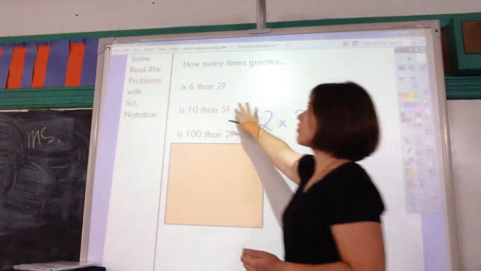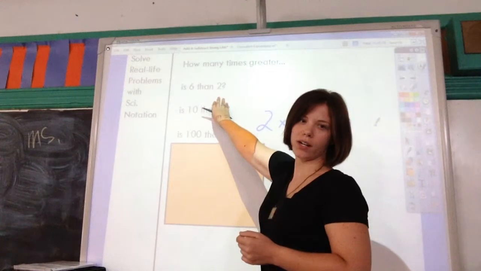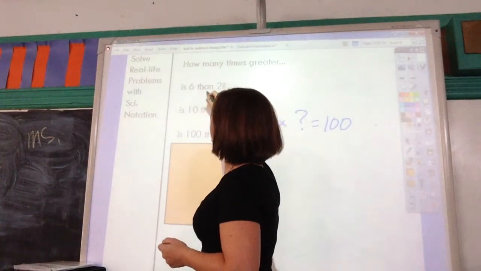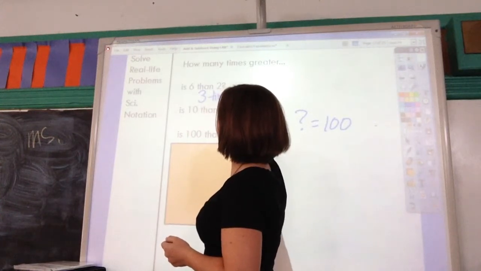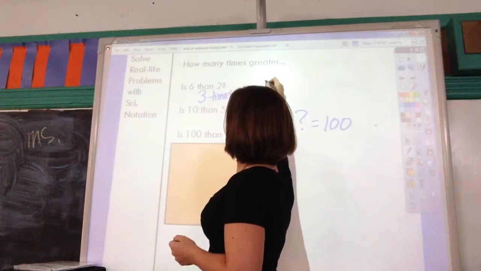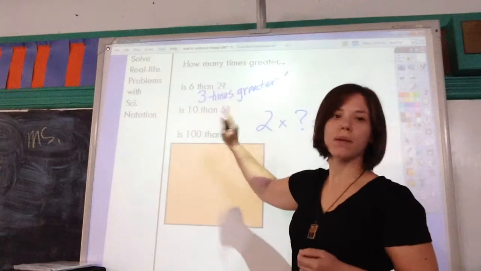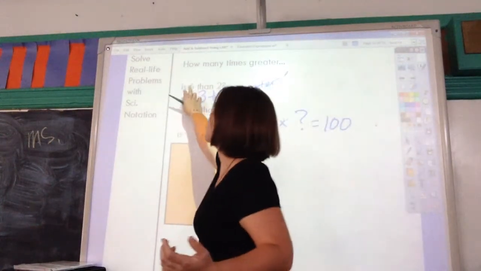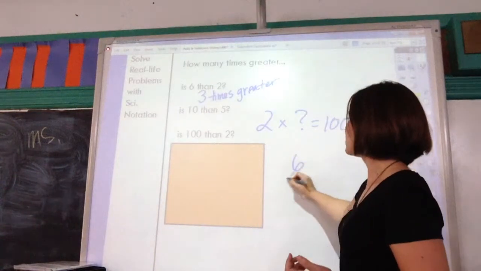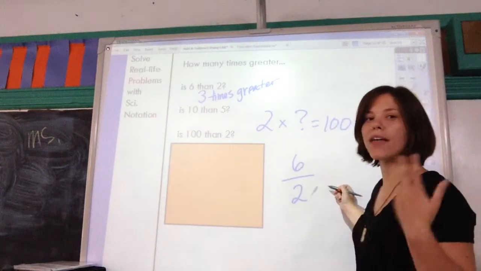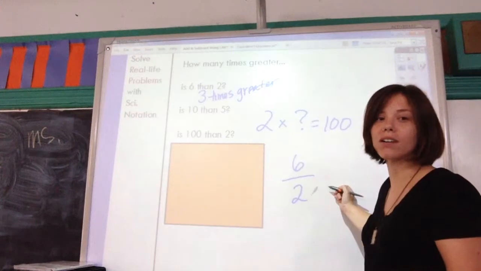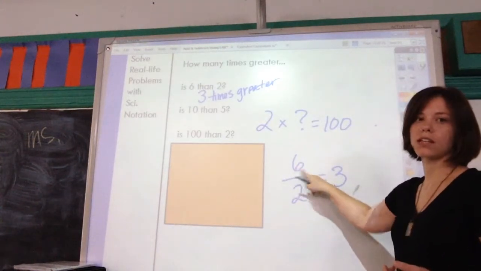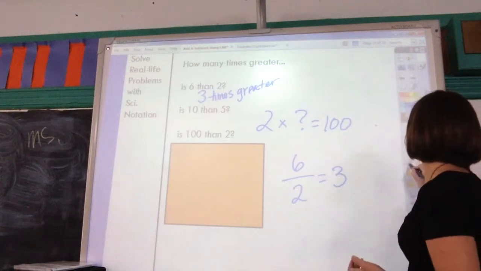So let's go back to our first example of how many times greater is 6 than 2. Remember, we said that 6 is 3 times greater because 2 times 3 was 6. Another way I could do that is take this large number 6, divide it by 2, and that's going to tell me how many times greater 6 is than 2. 6 divided by 2 is 3. So 6 is 3 times greater than 2.